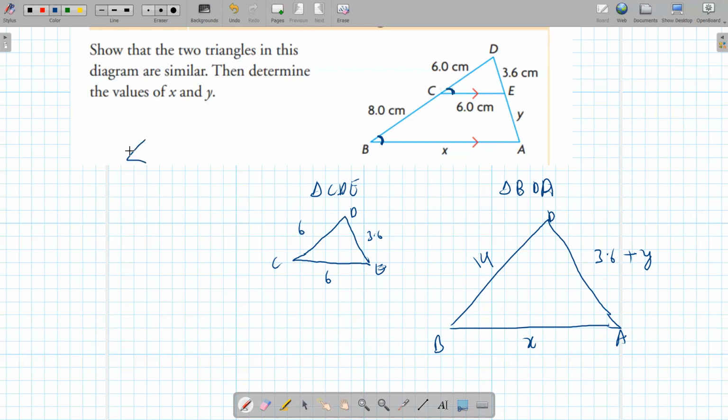We can say that angle ABC, okay? ABC means this one, is the same thing as angle ECD. See, ECD, not ECB, because that would give us this bottom angle. Which other angle is the same?